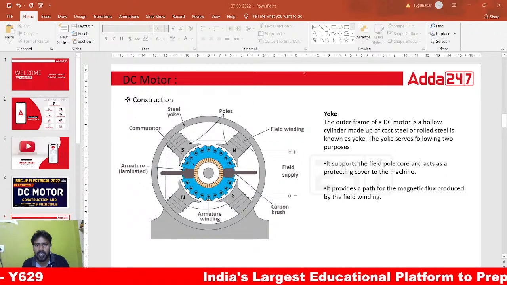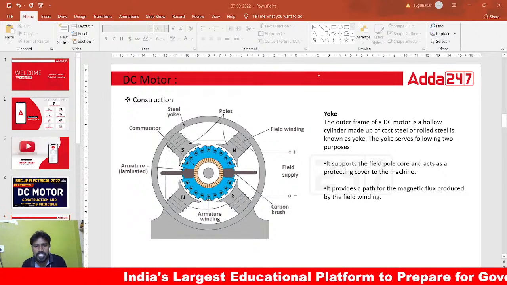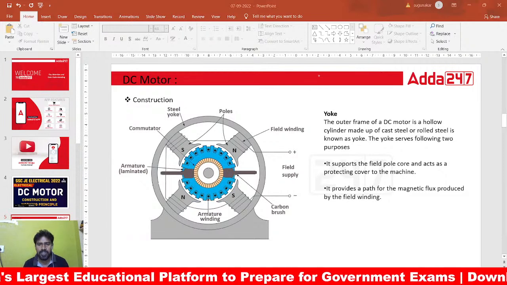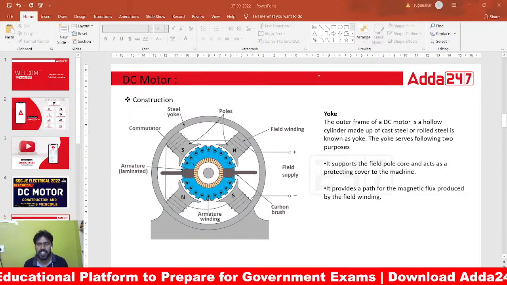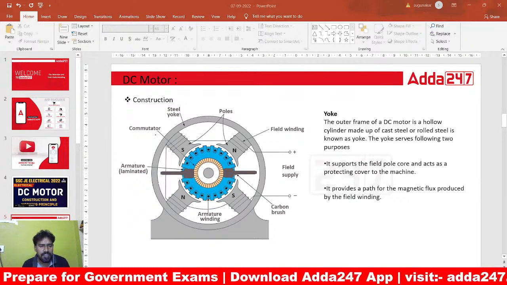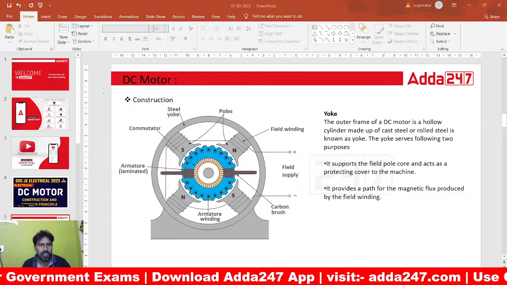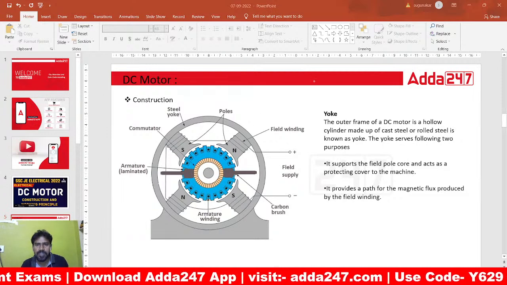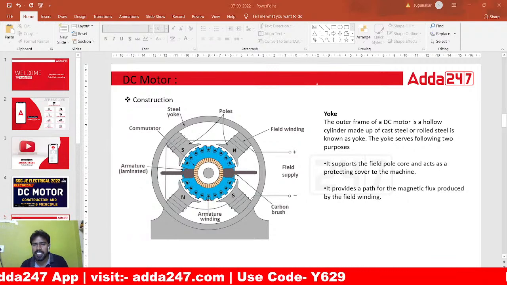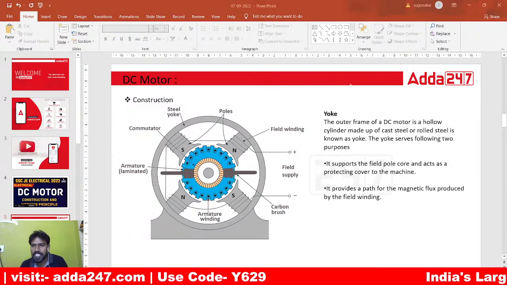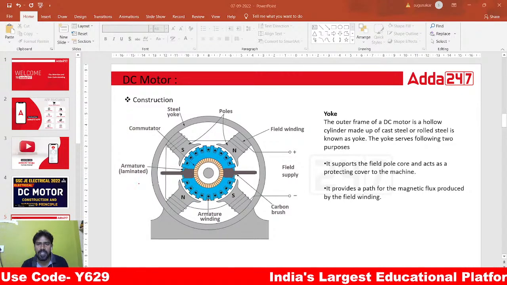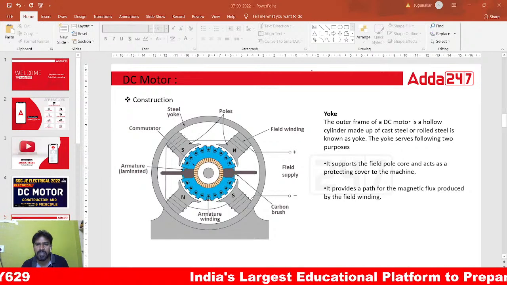The yoke, I hope everyone knows it. It's like a protecting cover, like a jacket. Whenever we wear a jacket to protect our body, like that the entire field and armature should be covered with the yoke. It is an outer frame, a protecting cover to protect the entire constructional part of the motor. It will be very strong.